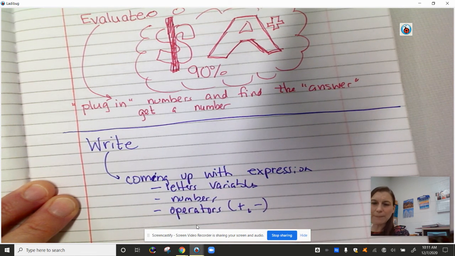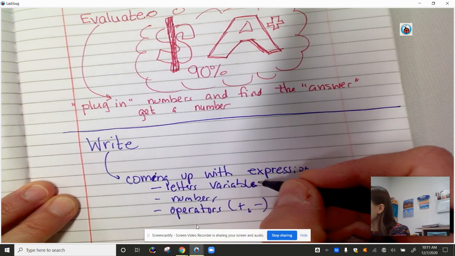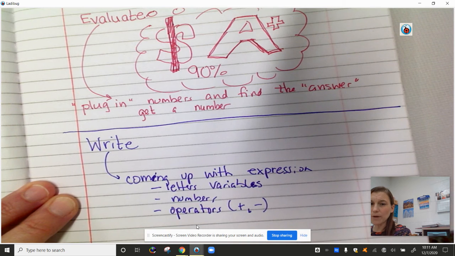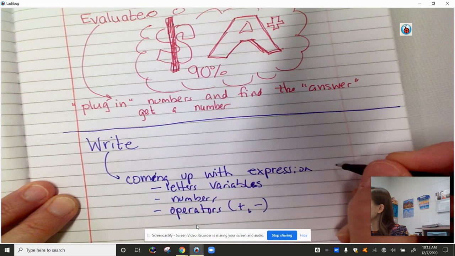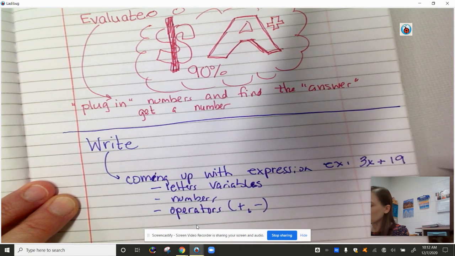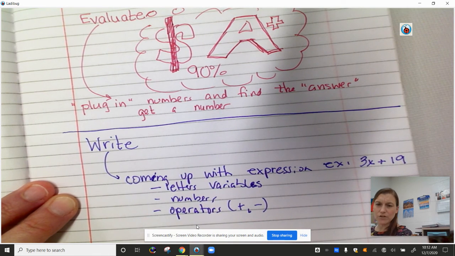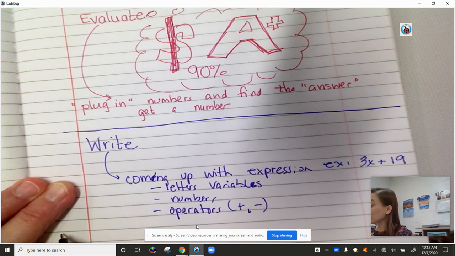And I'm not going to write multiply or divide because multiplication and division will look different in an expression. You would just have the numbers next to it. So you have written your expression. Writing an expression means that you're the one coming up with not the value or the answer, but the actual expression itself. It might look like 3x plus 19. It's going to have numbers in it, variables, and some sort of operation, typically. So that's write. Let's write an expression.